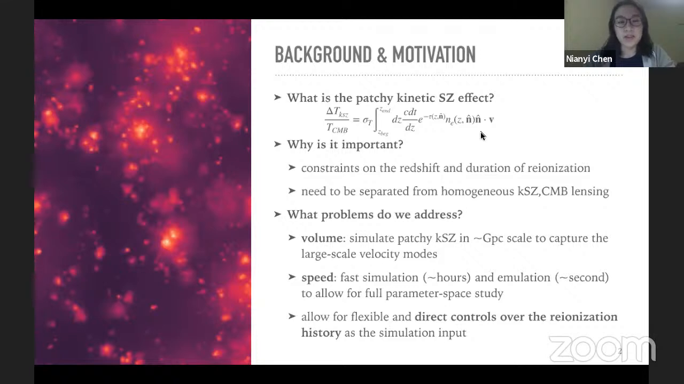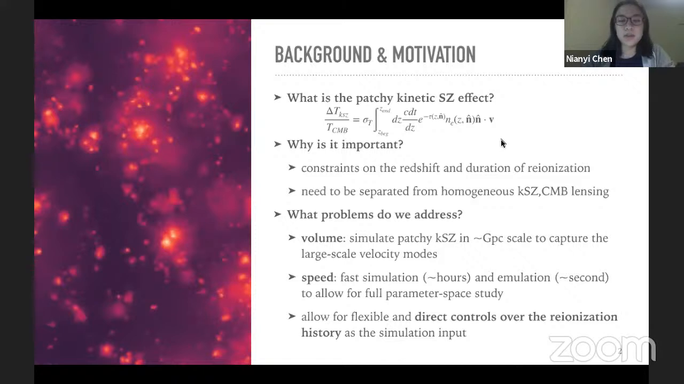And why do we care about kSZ? Why is it important? First of all, it provides constraints on the redshift and duration of reionization. And furthermore, we would need to understand the kSZ effect in order to separate it from other observables like the homogeneous kSZ and CMB lensing.